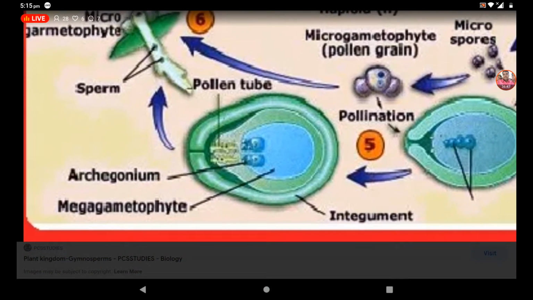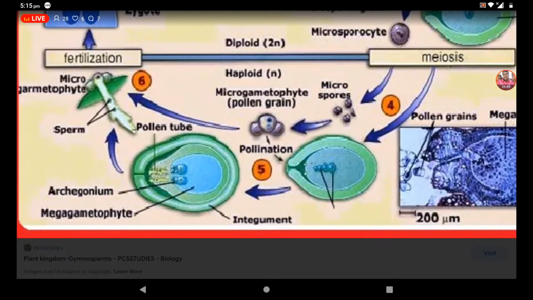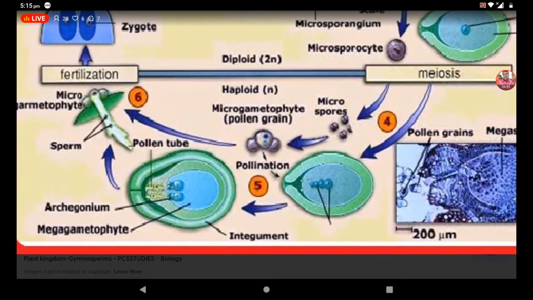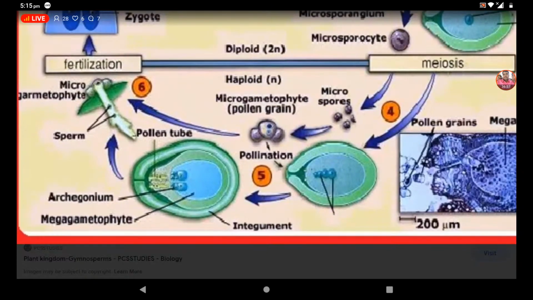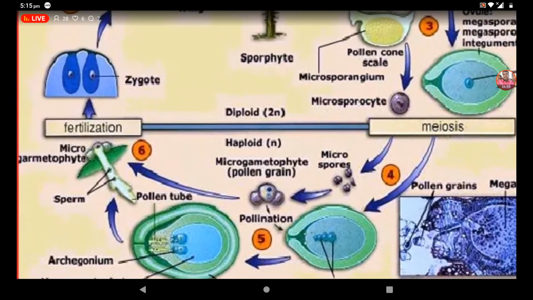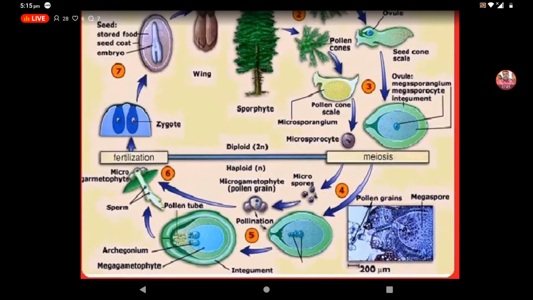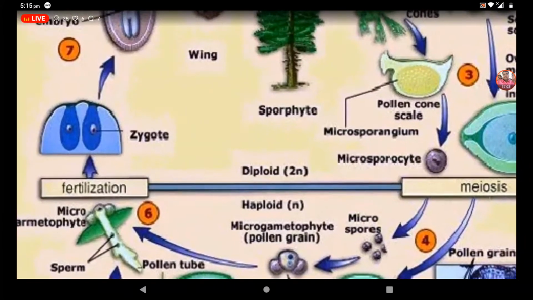In the endosperm only, archegonia are present. The archegonium is unicellular, and which is also haploid. Okay, so now, at last, I am repeating: the sporophyte is formed.